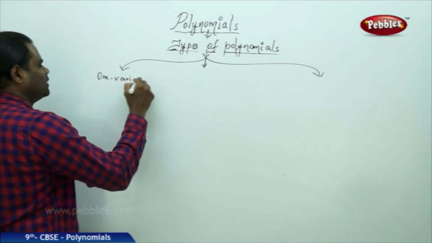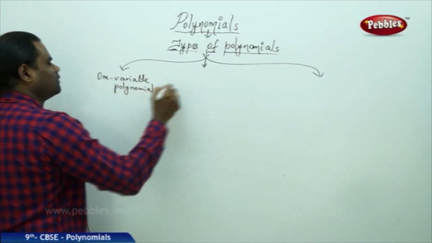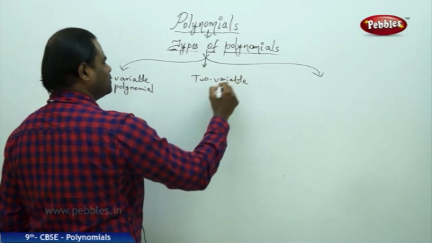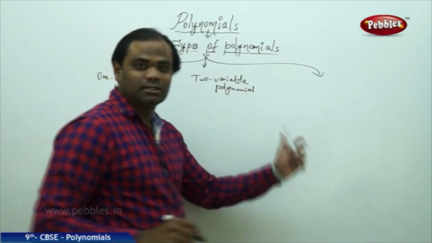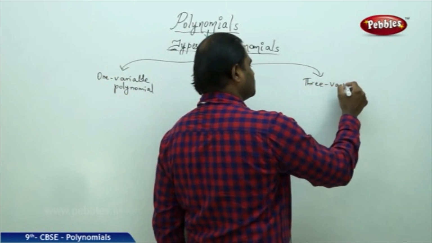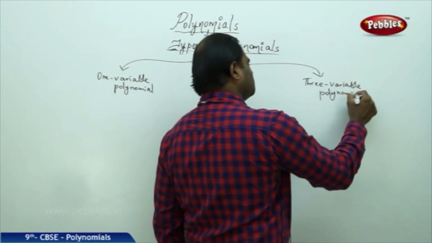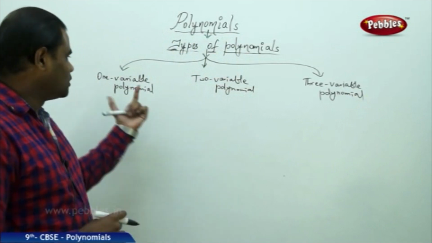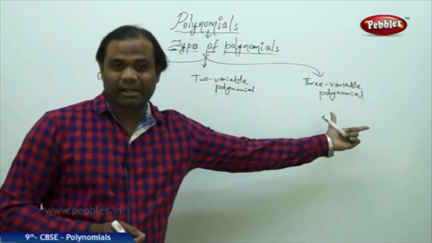The first one is the 1 variable polynomial. The second is the 2 variable polynomial, and the third is the 3 variable polynomial. So let's see each of the classifications of the types of polynomials: 1 variable, 2 variable, and 3 variable.